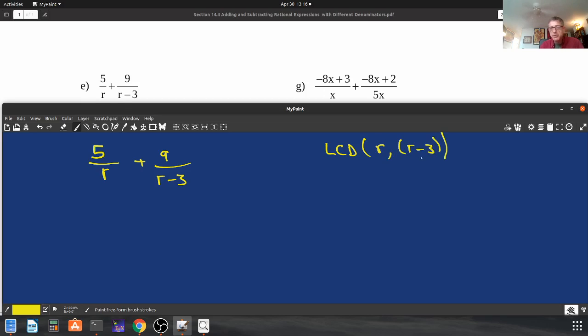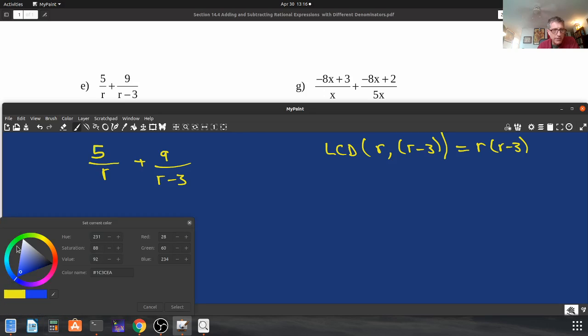Now both of these are prime. I can't factor anything out of the r, nor can I factor anything out of the r minus 3. So the LCD is r times r minus 3, their product. They don't share any common factors. And here is the important part.